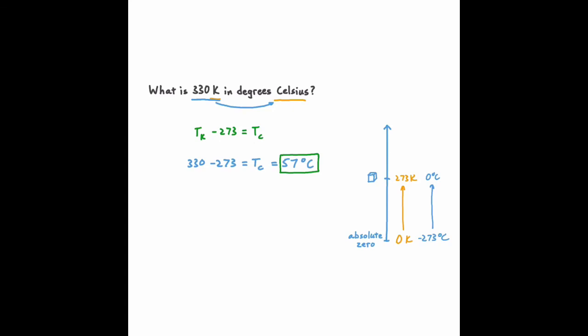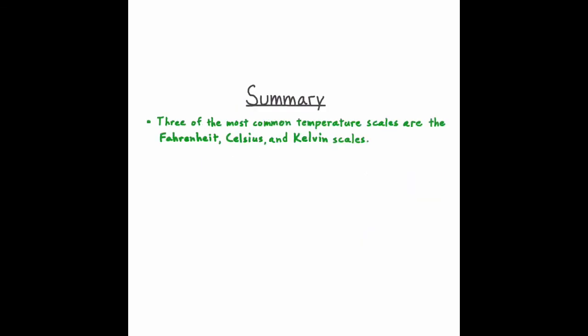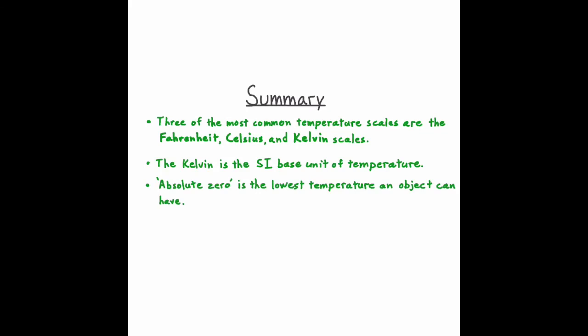Let's summarize now what we've learned about the Kelvin temperature scale. Starting off, we saw that 3 of the most common temperature scales are the Fahrenheit, Celsius, and Kelvin scales. We saw further that the Kelvin is the SI base unit of temperature. In this system, then, temperatures are often expressed in Kelvin. Further, we saw that there's a temperature called absolute zero, which is the lowest temperature that an object can have. This temperature is the basis for the Kelvin scale. Absolute zero is 0 Kelvin.